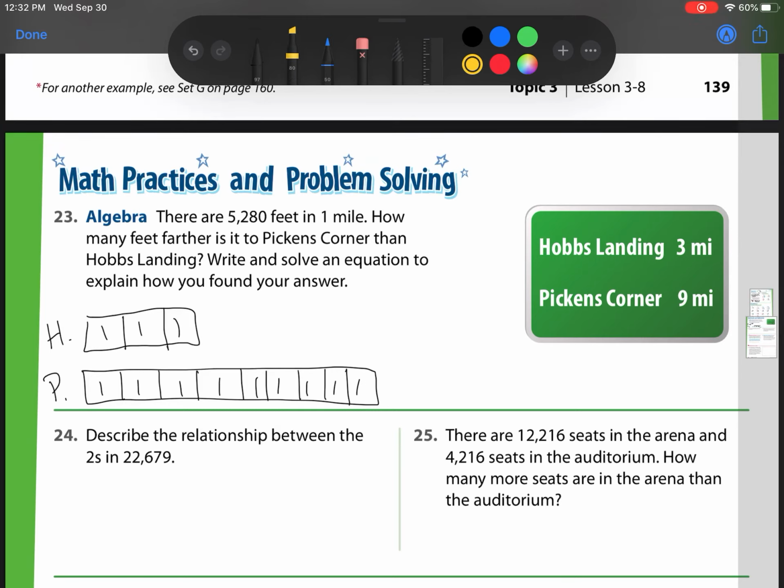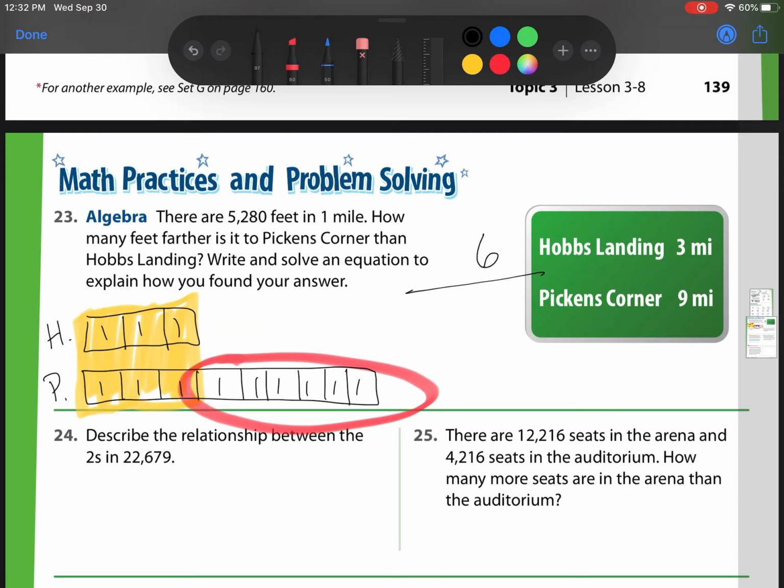And it's asking me how much further, how many feet further, which means we're looking for the difference. These are the same, so we're going to ignore those. It's like we're cutting them off, and now we're seeing how much is actually left. Well, that's 6. So that means there's 6 more miles left. That's how much further it is. But it's not asking me for miles, it's asking me for my feet. So I need to take each of these and change them to feet.